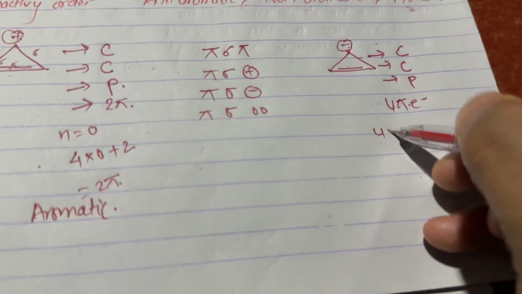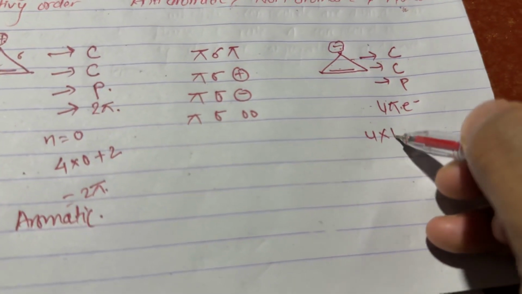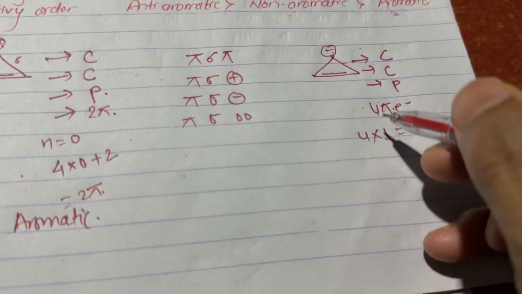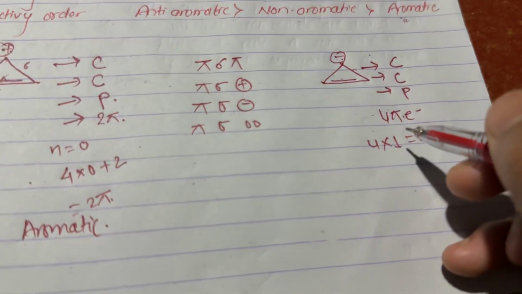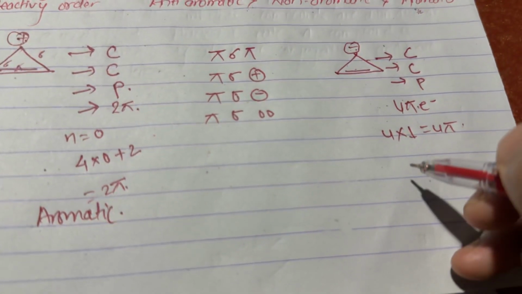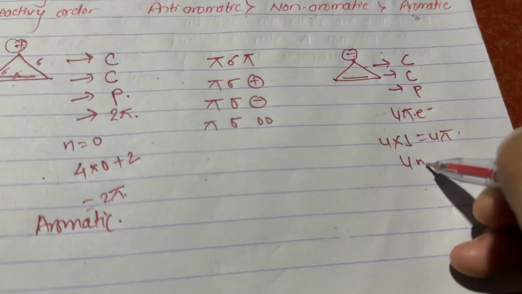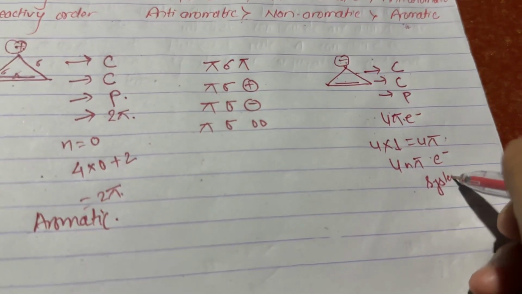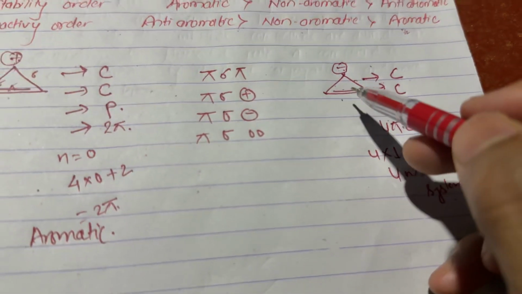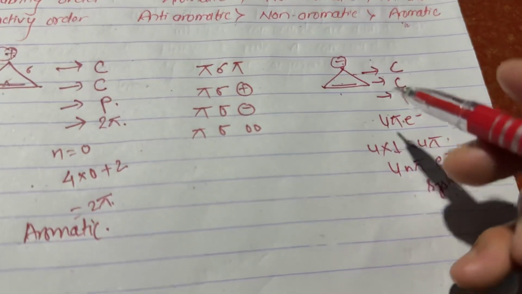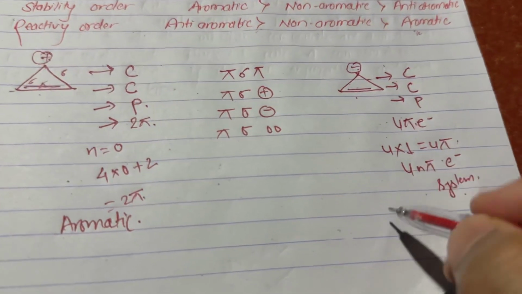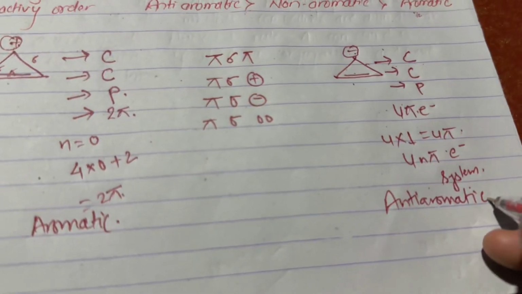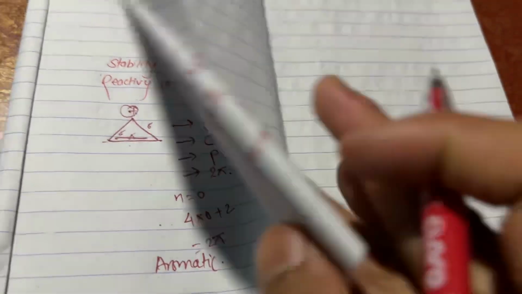So 4 into 1 equals 4 pi electrons. So 4 pi electrons means it does not obey Huckel's rule. It obeys the 4n pi electron system. That's why this cyclopropenyl anion is an anti-aromatic compound.